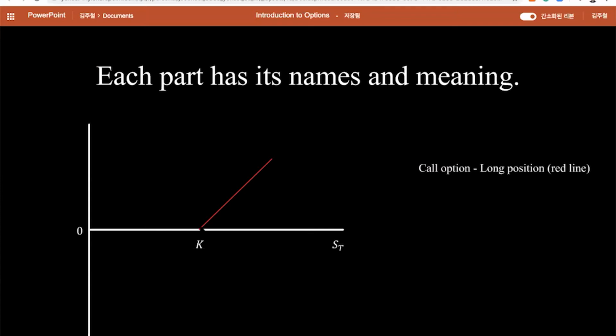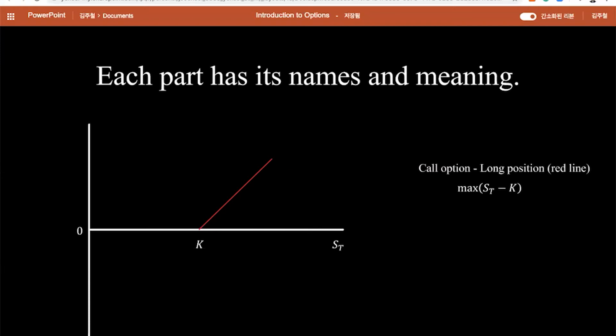And since it is a right to buy, the person who has this right is in the long position. So this is the call option. You might have the right to buy something at some fixed price, at some fixed time in the future. And how can we represent this mathematically?